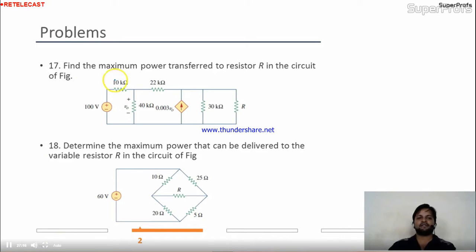Come to the next one. Find the maximum power transfer to the resistor R in the circuit. Is it okay? Where is the R? Here is the R. The question is on the maximum power theorem. Maximum power theorem means we need the Thevenin equivalent circuit across R. Means across A and B, I need to calculate the Thevenin equivalent circuit.